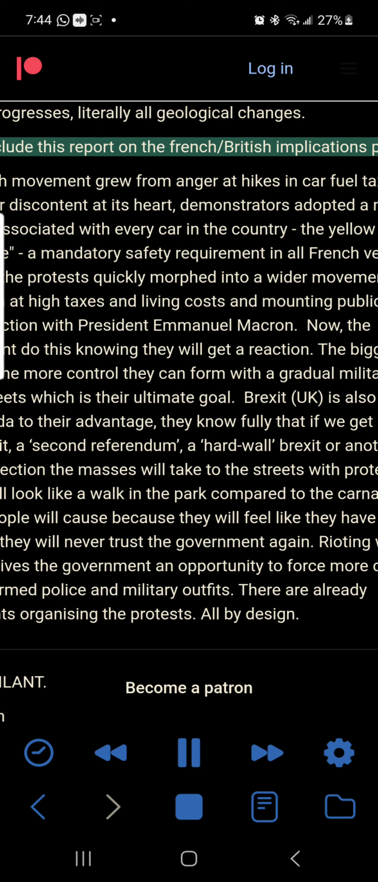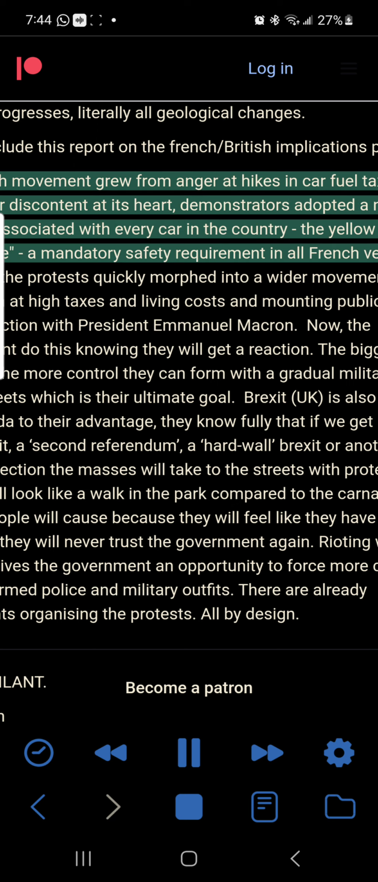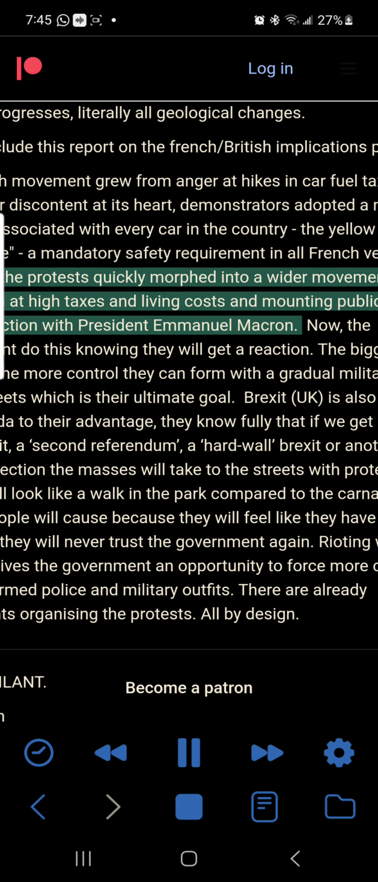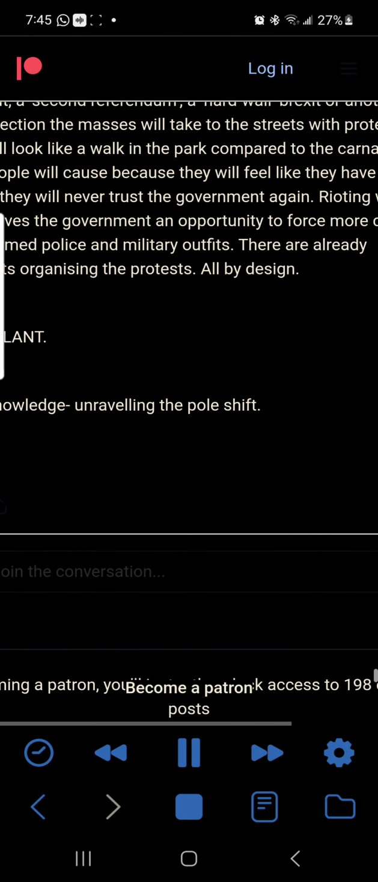I will conclude this report on the French-British implications politically. The French movement grew from anger at hikes in car fuel taxes, and with driver discontent at its heart, demonstrators adopted a name and an attire associated with every car in the country, the yellow vest or gilet jaune, a mandatory safety requirement in all French vehicles. However, the protests quickly morphed into a wider movement of frustration at high taxes and living costs and mounting public dissatisfaction with President Emmanuel Macron.